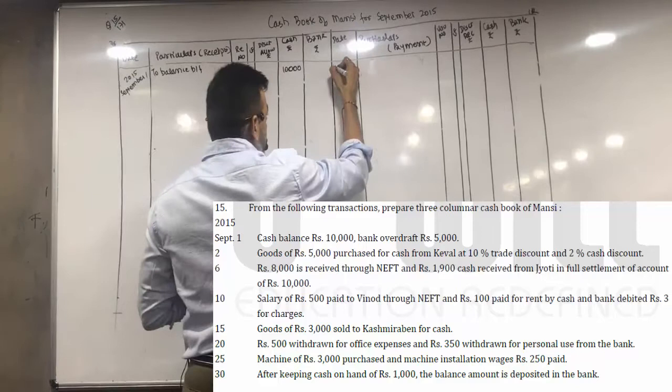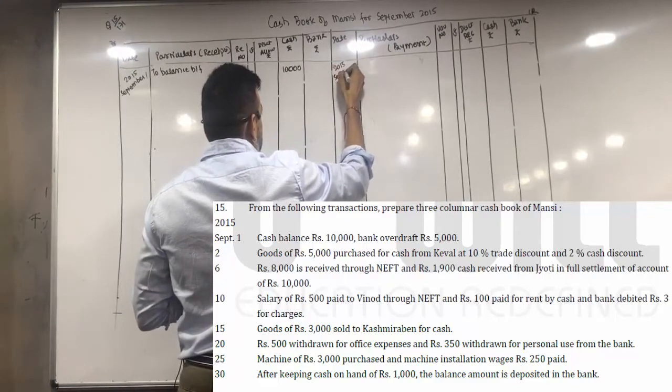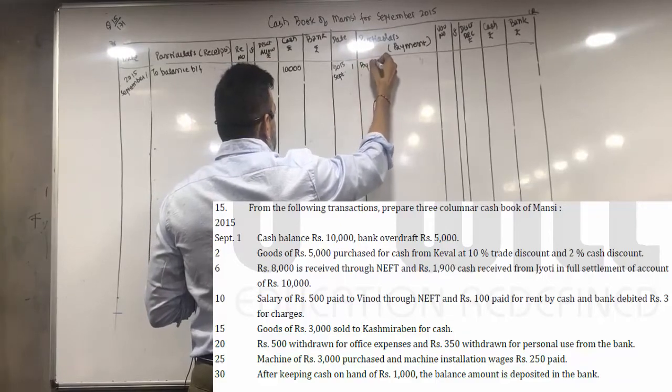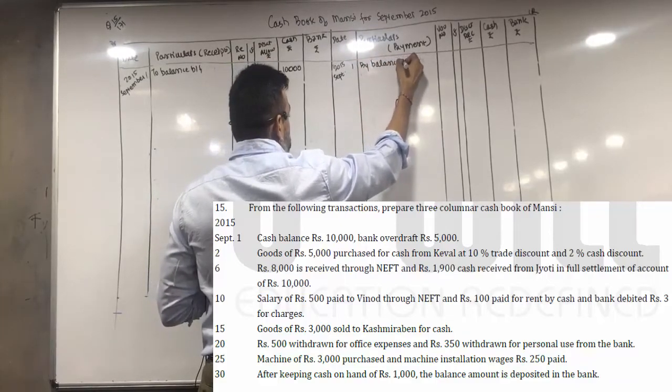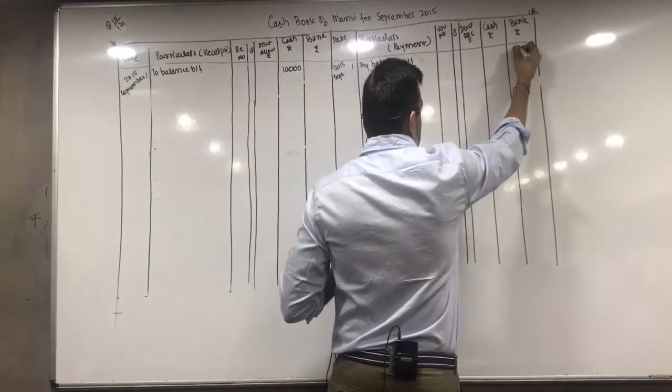Bank overdraft on the payment side, 2015 September, by balance brought forward 5,000.